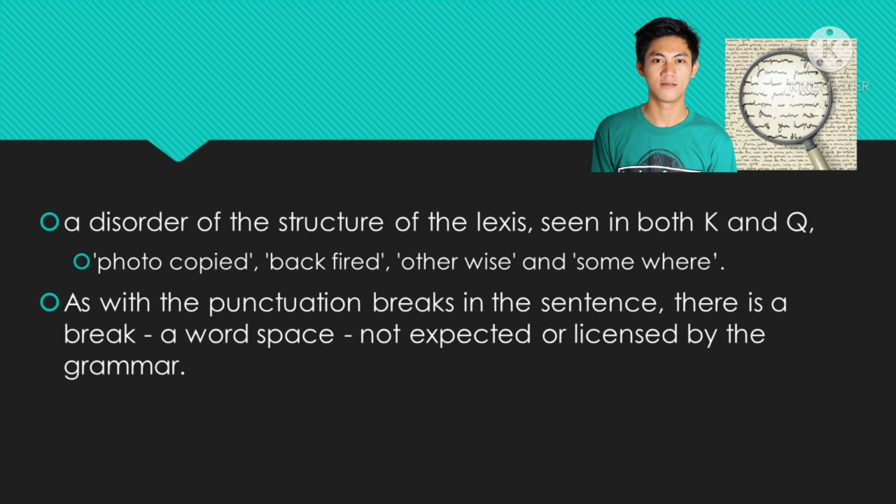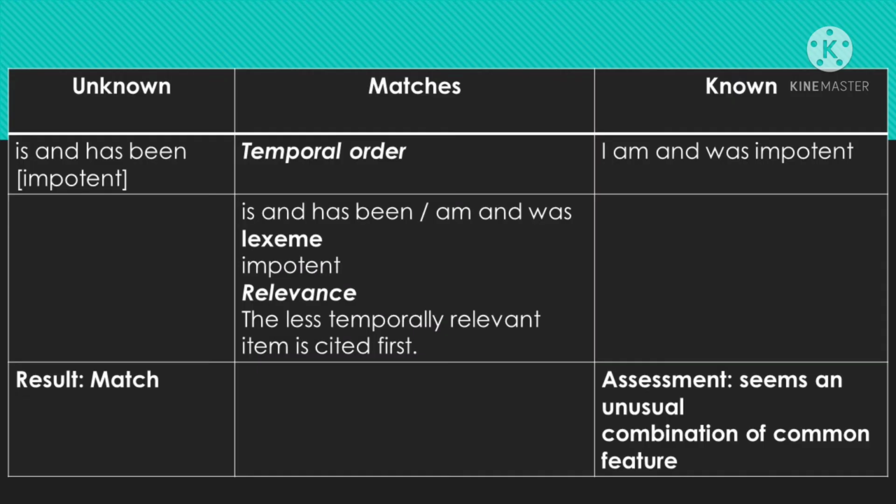This is a disorder of the structure of the lexis seen in both K and Q. Other examples include photocopied, backfired, otherwise, and somewhere. As with the punctuation breaks in the sentence, we are seeing here a break, a word space, where one is not expected or licensed by the grammar. Based on the matching of the unknown and known text, we can see that there seems an unusual combination of common features, which gives us the result that they match.